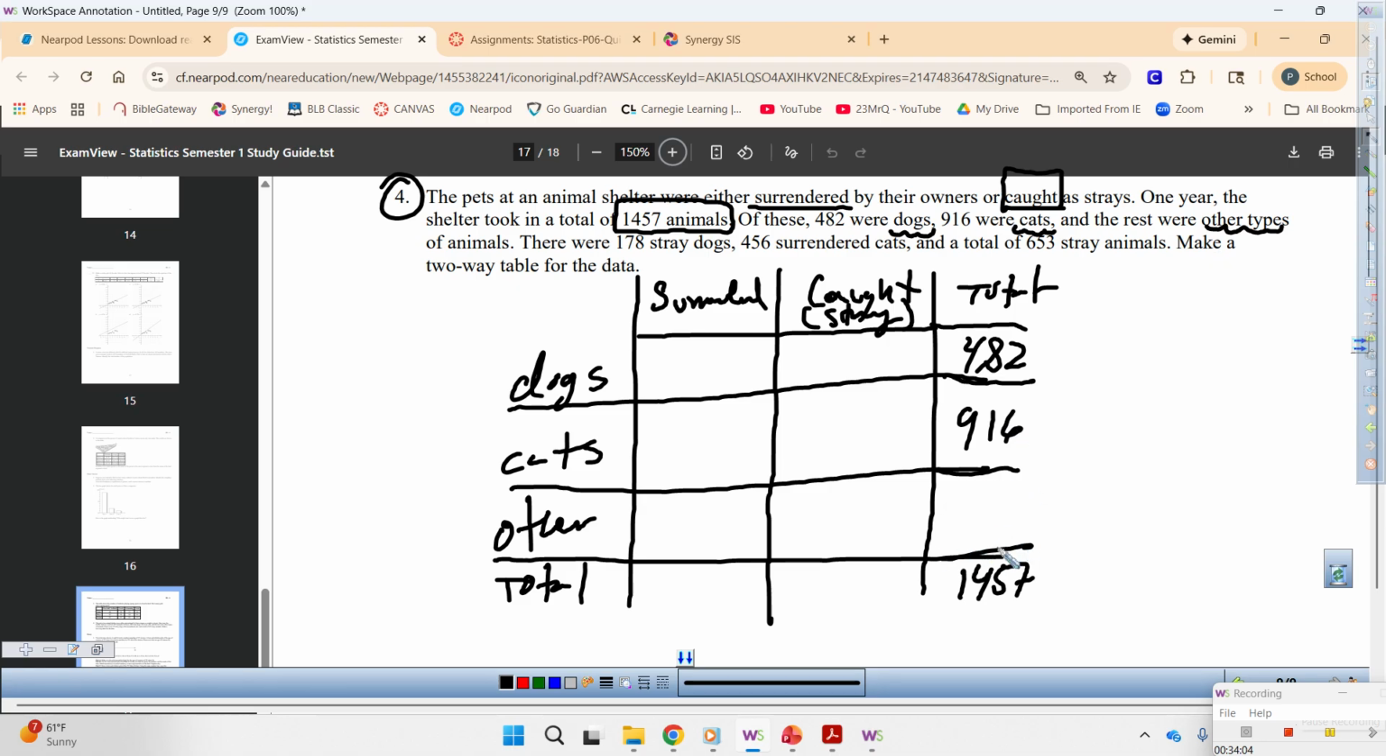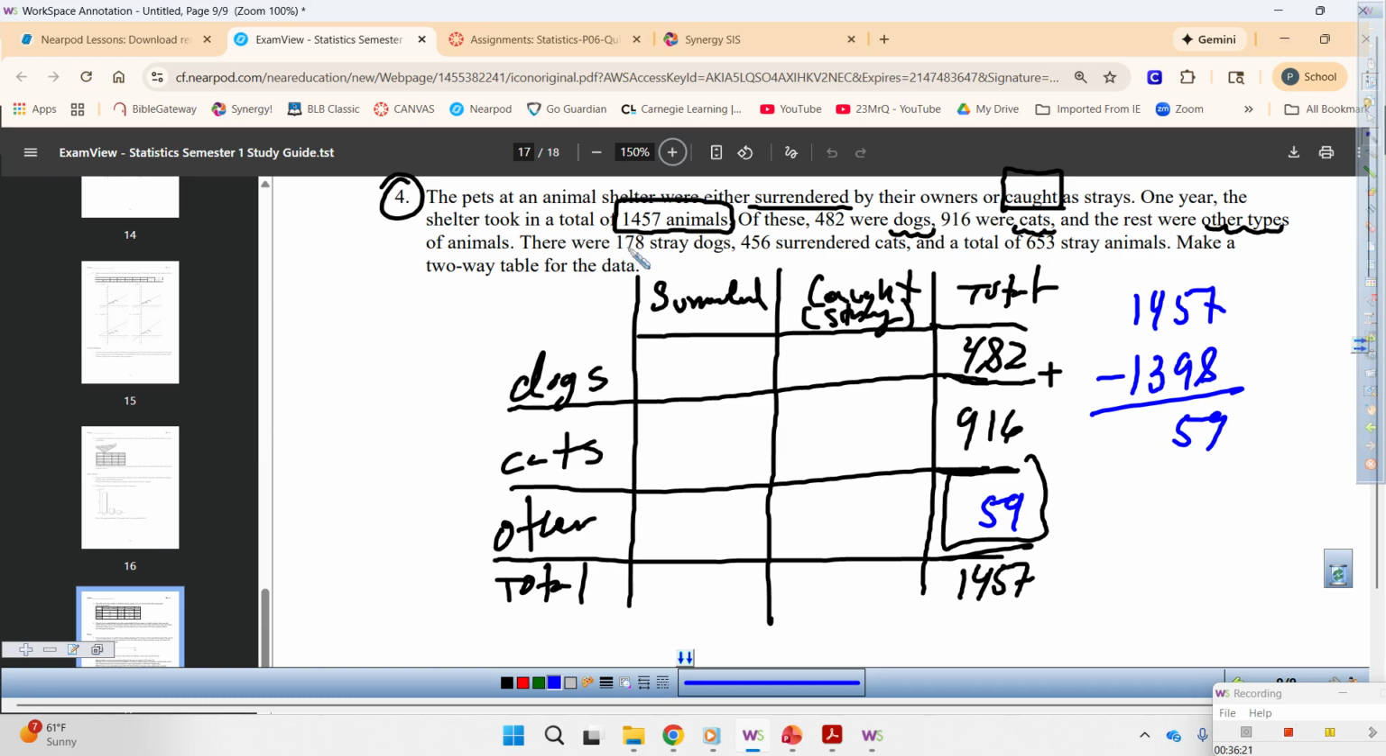However, tell your neighbor how to find that number. How do we find this number? Yes, add these two and subtract from what? 1457. That is correct. So let's do that right now. This is 1398. And we subtract that from 1457. And you say it's 59, and that goes right there.